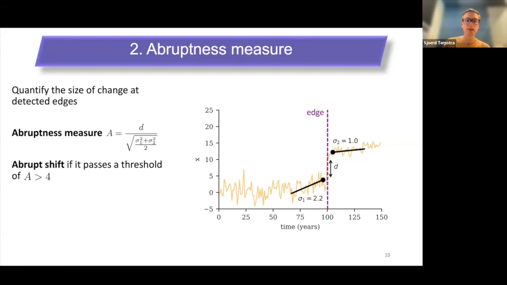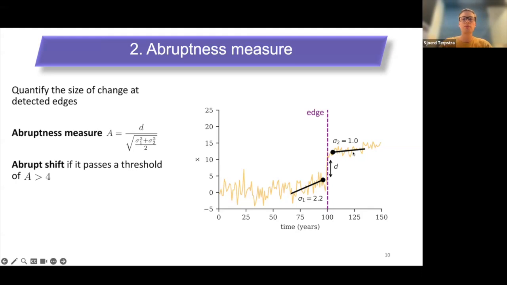Now, secondly, this method finds these edges, but sometimes these jumps are relatively small. So you need some type of way to quantify them. And therefore, we use an abruptness measure. So what we do is when we are at the edge, we take a piece of the time series on the left and on the right. Those are these black lines here.